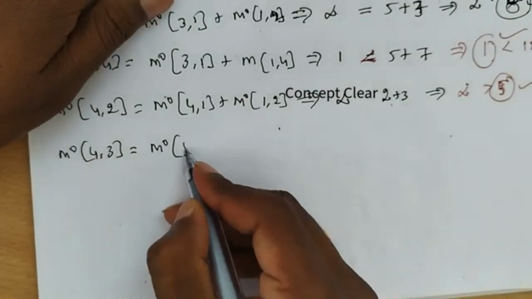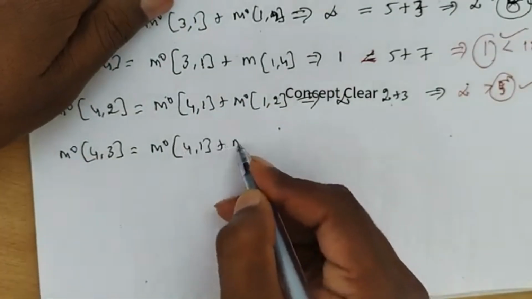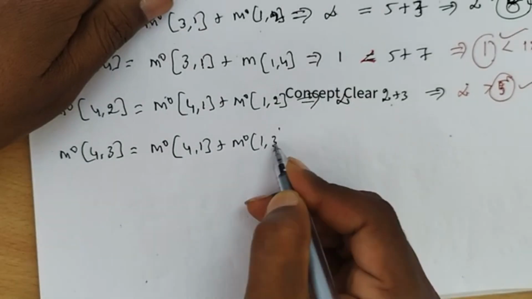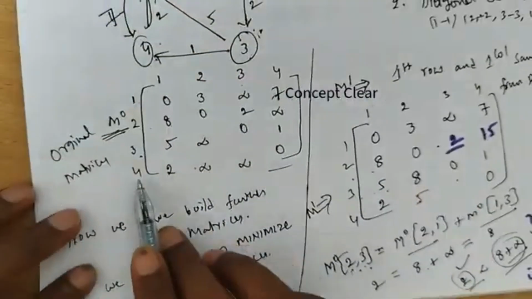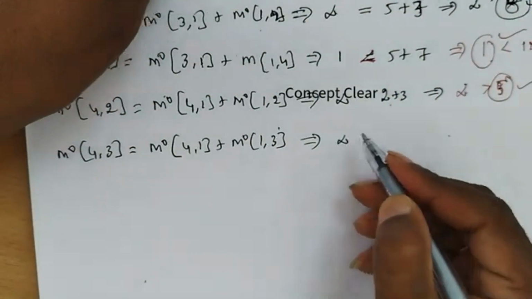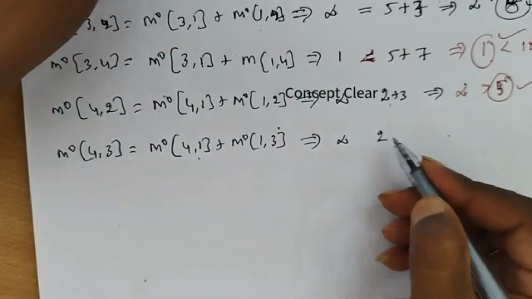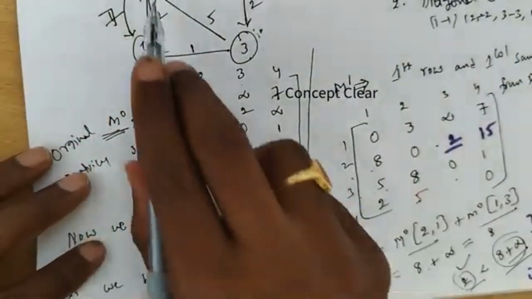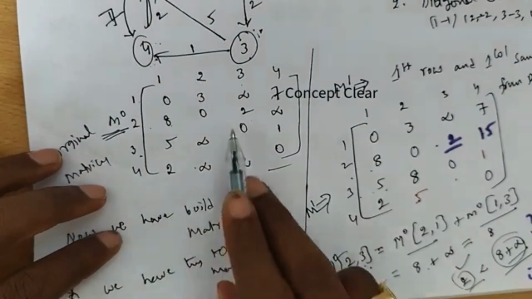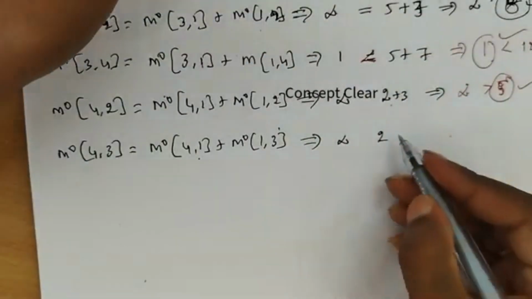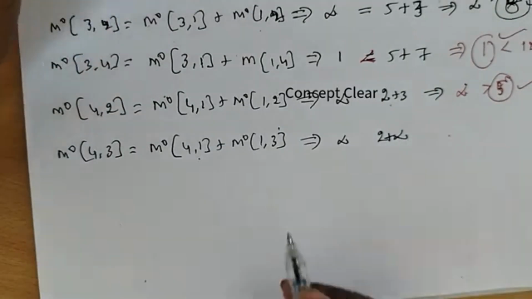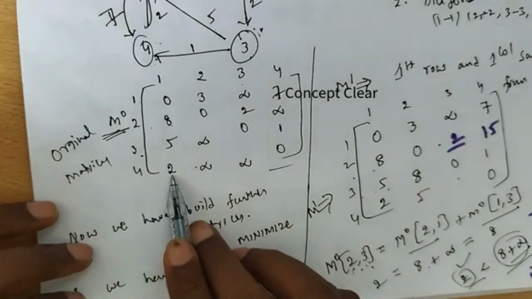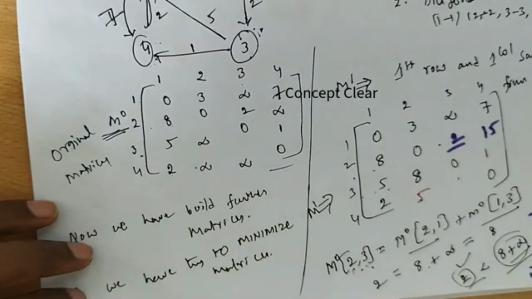So M naught of 4 to 1, M naught of 1 to 3. Okay, next. What is the 4 comma 3 value? 4 comma 3 value is infinity. 4 comma 1 value is 2. 1 comma 3 value is infinity. Okay, 4 comma 1 value is what? 4 comma 1 value is 2 and it is infinity.